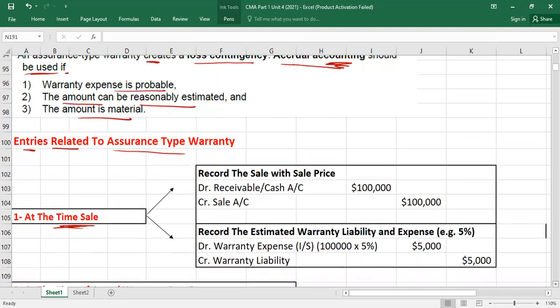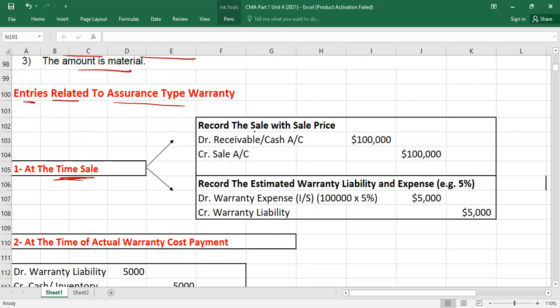First entry, what will you do, guys? The first entry you will record with the sale price. And please remember, you are sitting at the time of sale. What entry will you pass? For example, you sold a product with the sale price of $100,000. First, you will book the normal sale price. Clear? So a normal entry for sale, what will be the entry? Debit receivables or cash, depending upon whether the transaction is credit or cash based. And you will credit what? The sales, say revenue, with 100,000.